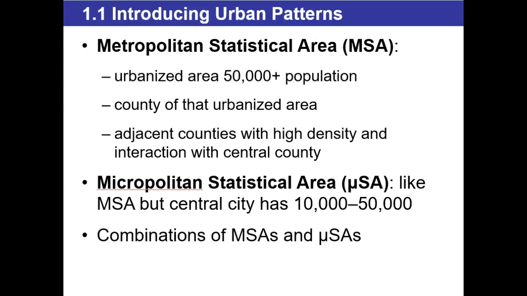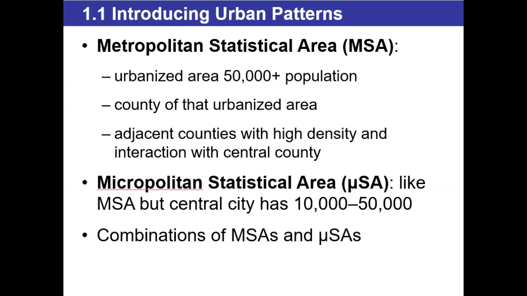There are specific statistical areas which the census might use to collect data. The first is the metropolitan statistical area. It is considered an urbanized area of 50,000 plus people. It includes the county of that urbanized area, but it also includes adjacent counties with high densities and interaction with that central county. A micropolitan statistical area is like a metropolitan statistical area, except it's a lot smaller.